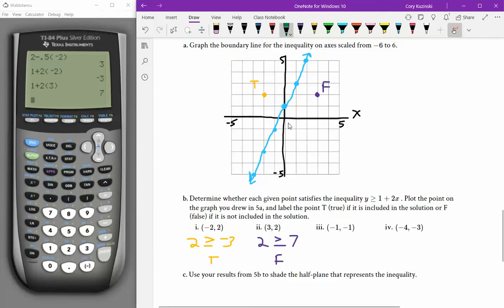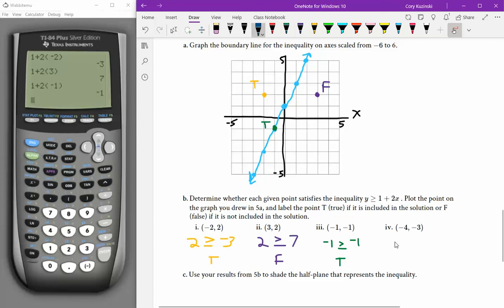All right, negative 1, negative 1. Well, that's right on the line. Okay. So negative 1 for y. Is that greater than or equal to 1 plus 2 times our x value, negative 1? That comes out to exactly negative 1. Is negative 1 greater than or equal to negative 1? Yes, it is. That's a true statement. Okay, so this time the point on the line worked.